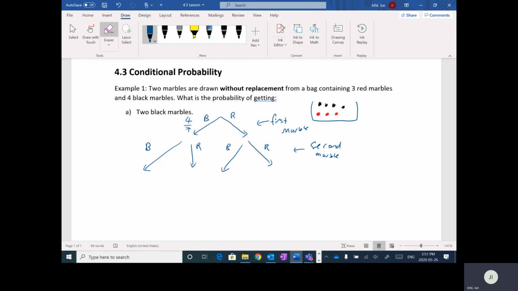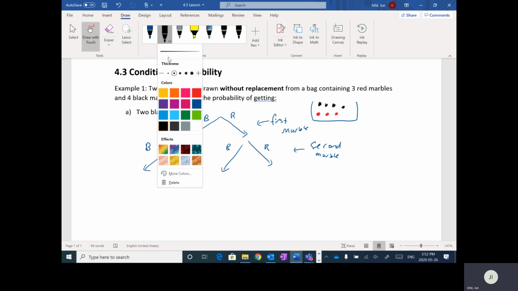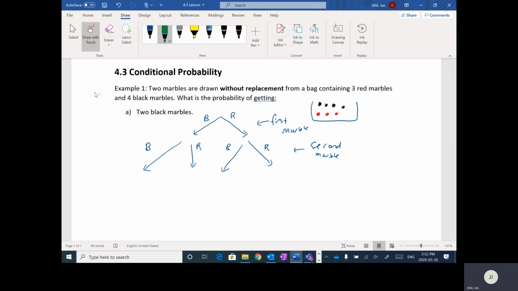Actually, you know what? Let's use a different color here, let's go with green. All right, so let's try that again. For black marbles, on the first draw, it's 4 out of 7. For the red marbles, it would be 3 out of 7.